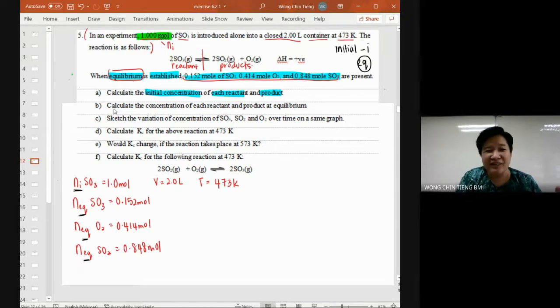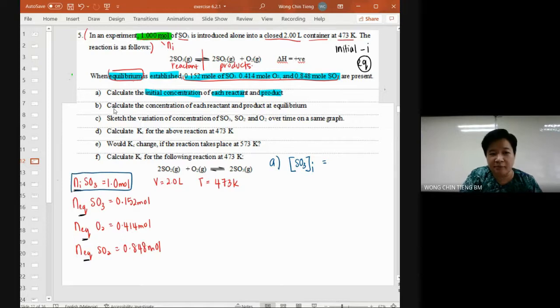So, initial concentration, question A over here. The initial concentration of my SO3, see how I write it. The easiest way is to use brackets directly to label concentration, use i as initial, and I have the number of mole only. So I'm going to change this number of mole and the volume to the concentration. 1.0 mole over 2 liter. Make sure it's in liter. Therefore, you have 0.5 molar. Correct? Any issue? No issue.